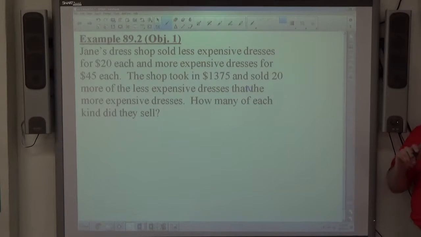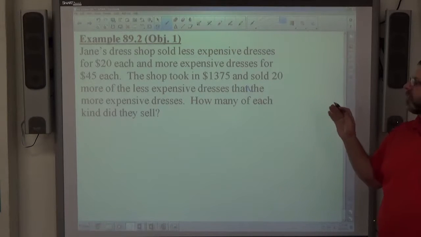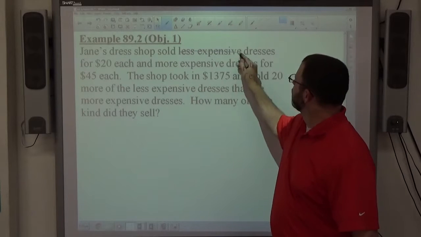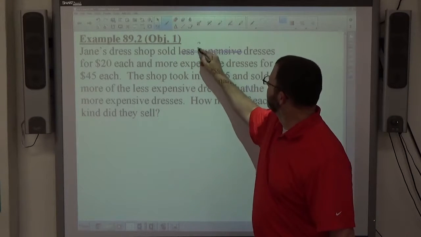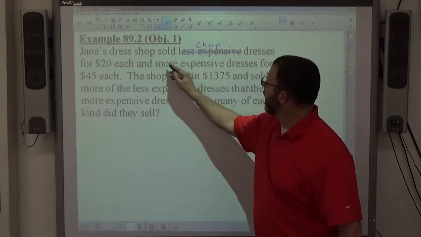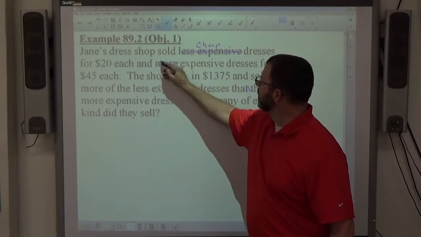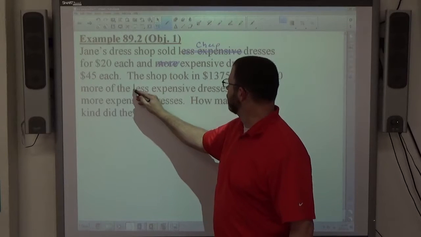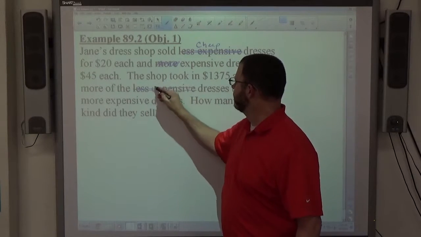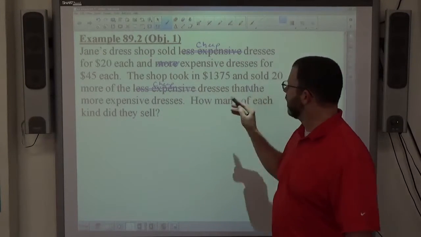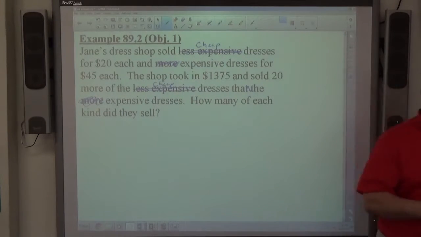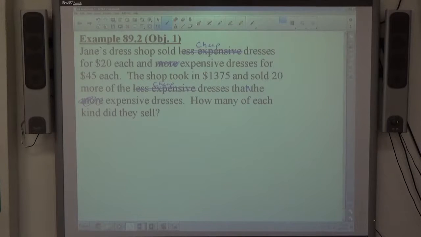I dislike this problem just because the words more and less are just all thrown out. So instead of saying less expensive and more expensive, let's say cheap and expensive. Sold cheap dresses and expensive dresses. Shop took in blah blah blah, sold more of the cheap dresses than the expensive dresses. There we go. Just clarifying things a little bit, making it easier to understand what's going on here.